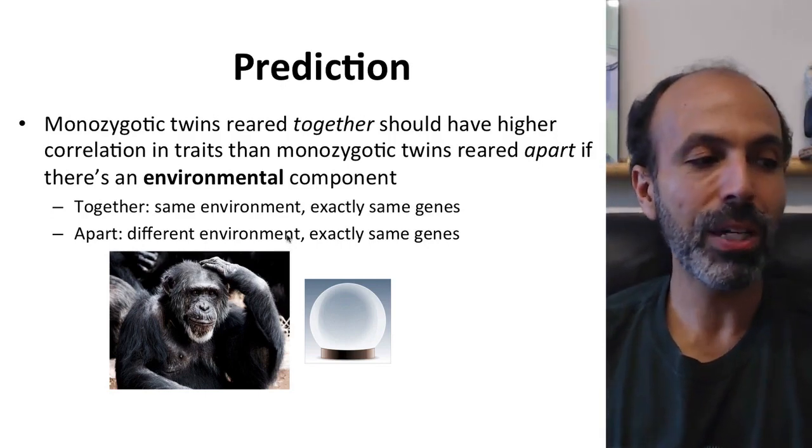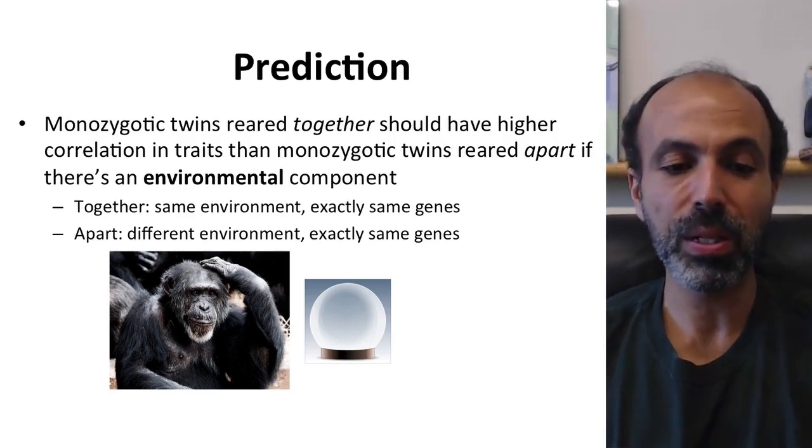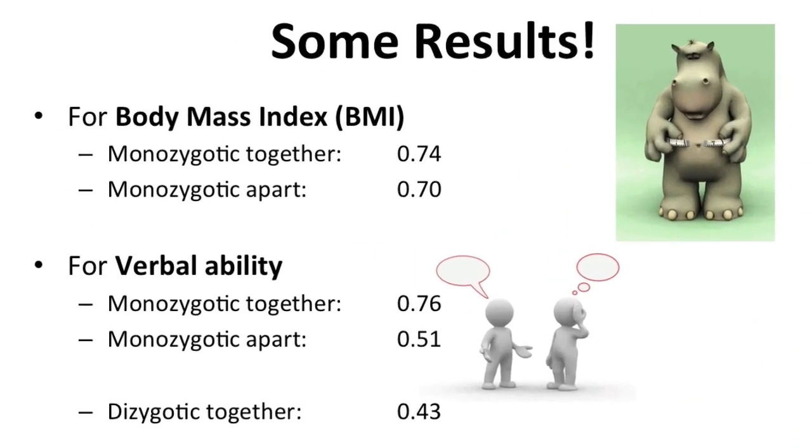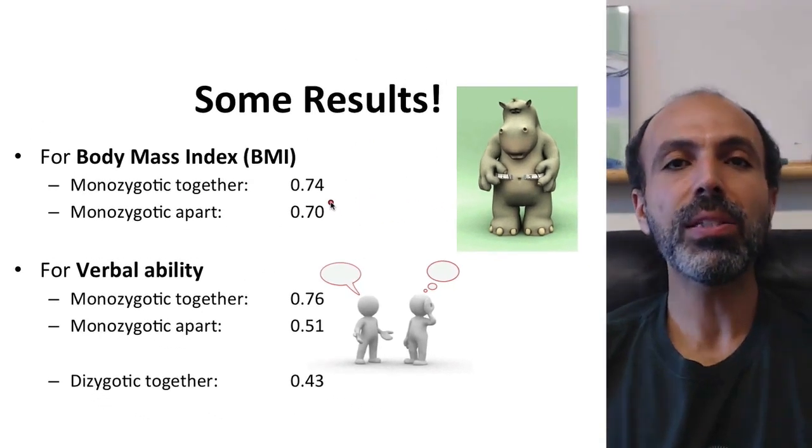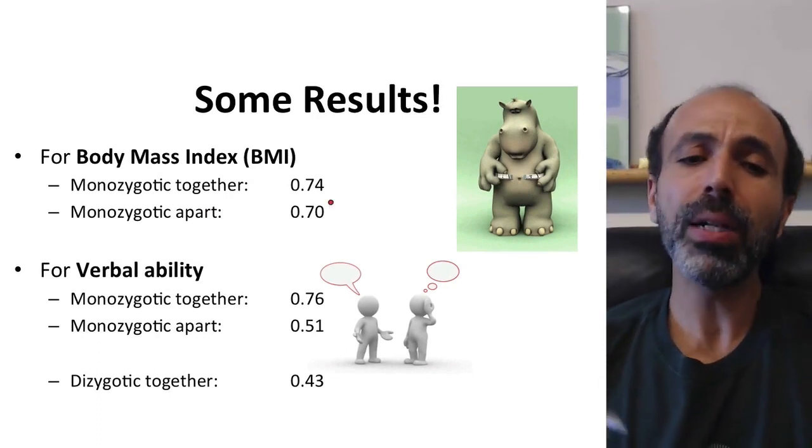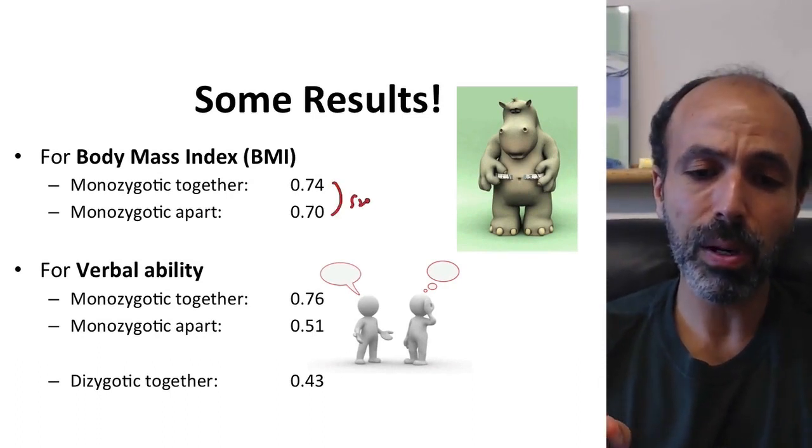Now, this has been done quite a bit, especially in the context of psychology, but in other areas as well. So here are some results. Looking at the body mass index, or BMI, monozygotic twins reared together have a correlation of 0.74. In contrast, monozygotic twins reared apart have a correlation of 0.70. This suggests there may be some environmental component, but it is surprisingly very small.